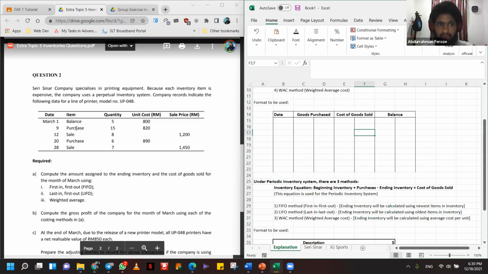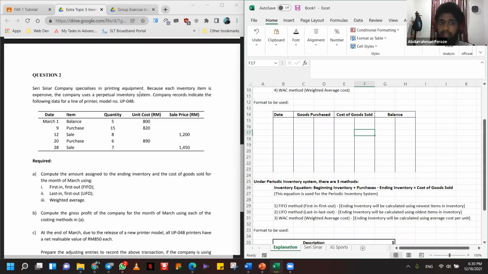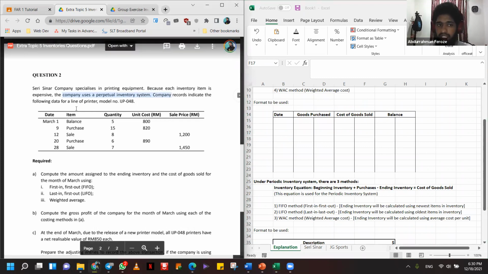So let's look at question 2. Seri Sinar company specializes in printing equipment. Because each inventory item is expensive, the company uses a perpetual inventory system. Company records indicate that the following data are for line of printer model number IJP-048. This is the record for the entire month, and now we have to go through it and account for the inventory.